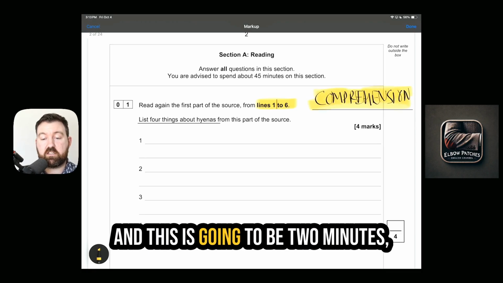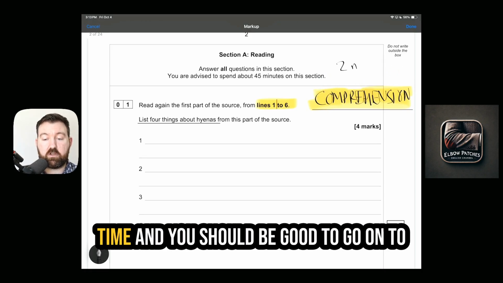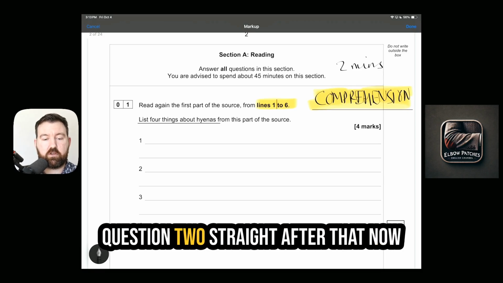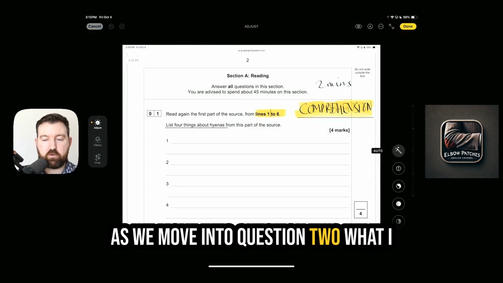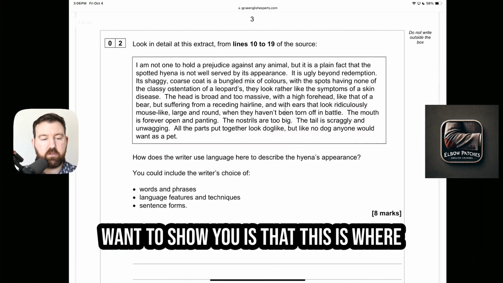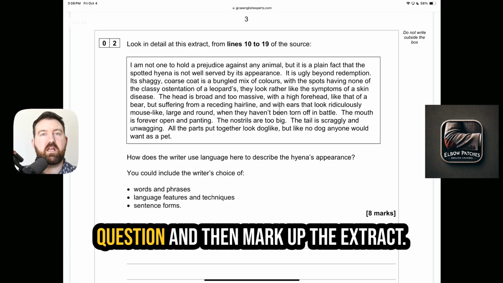And this is going to be 2 minutes. Okay. Maximum 2 minutes of your time. And you should be good to go on to question 2 straight after that. Now, as we move into question 2, what I want to show you is that this is where you now actually have to read the question and then mark up the extract.